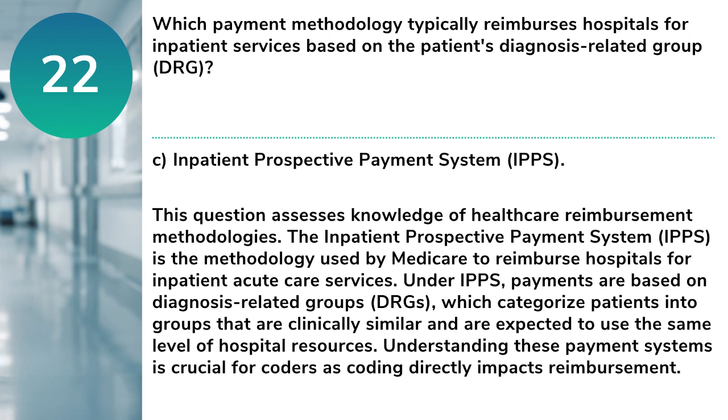This question assesses knowledge of healthcare reimbursement methodologies. The Inpatient Prospective Payment System, IPPS, is the methodology used by Medicare to reimburse hospitals for inpatient acute care services. Under IPPS, payments are based on diagnosis-related groups, DRGs, which categorize patients into groups that are clinically similar and are expected to use the same level of hospital resources. Understanding these payment systems is crucial for coders as coding directly impacts reimbursement.